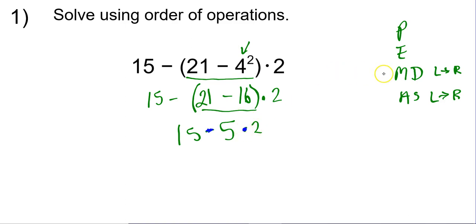Multiplication happens before addition and subtraction, so we need to do this 5 times 2 first, which is 10. Drop down the minus and the 15. Our last step is subtraction, so 15 minus 10 is a positive 5.